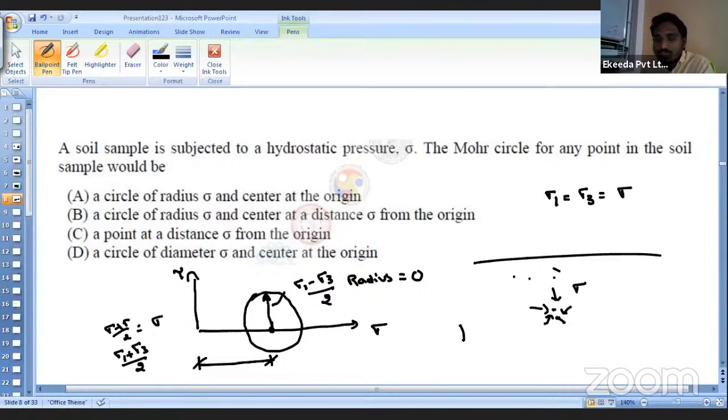So what will your Mohr circle look like? It doesn't have any radius. What is meant by it doesn't have any radius? That means it is nothing but a single point. If it is a single point, that point is at a distance of sigma from the origin.